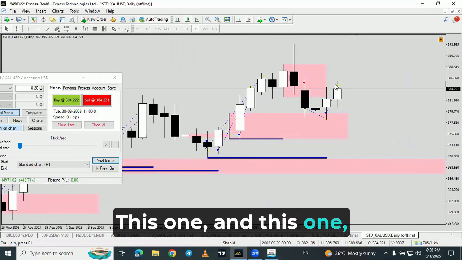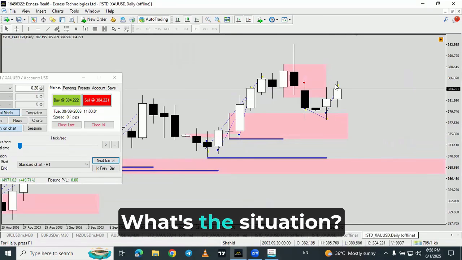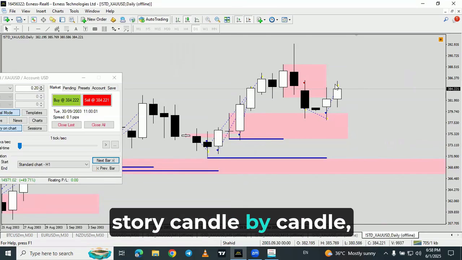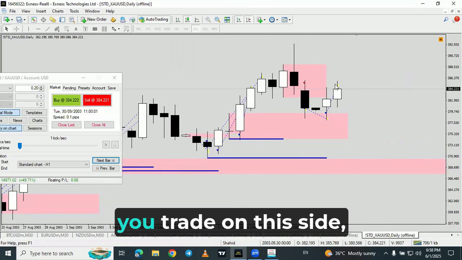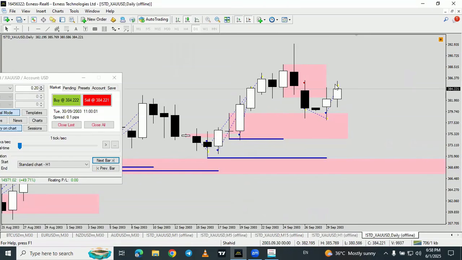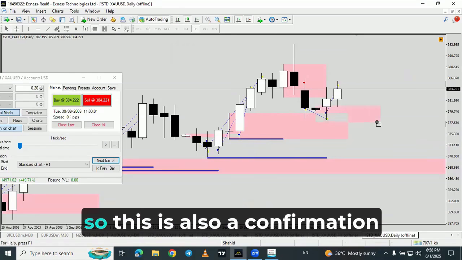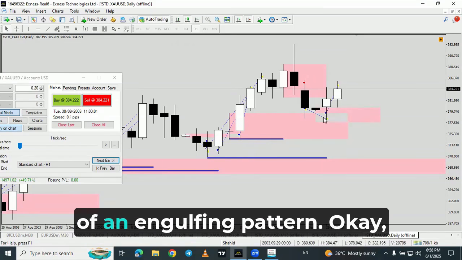This one and this one, understand the situation here. What's the situation? We're not going against the market. The market is telling its story candle by candle. I want to go this side, you trade on this side, and if you see here, this candle engulfs this candle, so this is also a confirmation of an engulfing pattern.